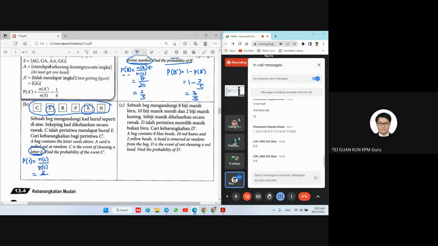Okay. Number of sample space. How many cards are there altogether? 6. I simplify. So the probability of choosing a letter E is what? 2 over 6, 1 over 3. 1 over 3, thank you. But this is for the probability of C. The question asks for the probability of C prime.